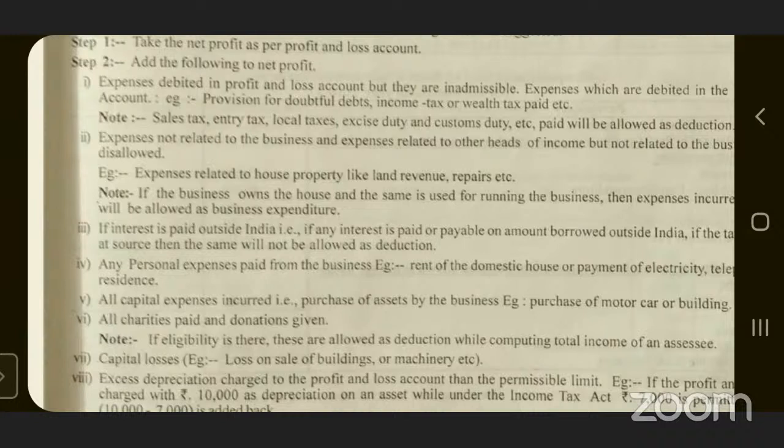And any capital expenses which are incurred, like purchase of assets, all those are also to be added to the net profit. Next, any charities or any donations given by the business person, and we might have taken in the profit and loss account, that need to be added back.